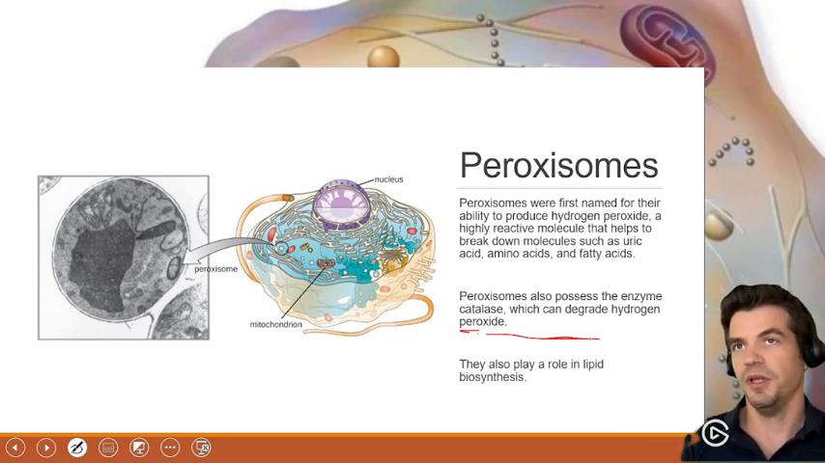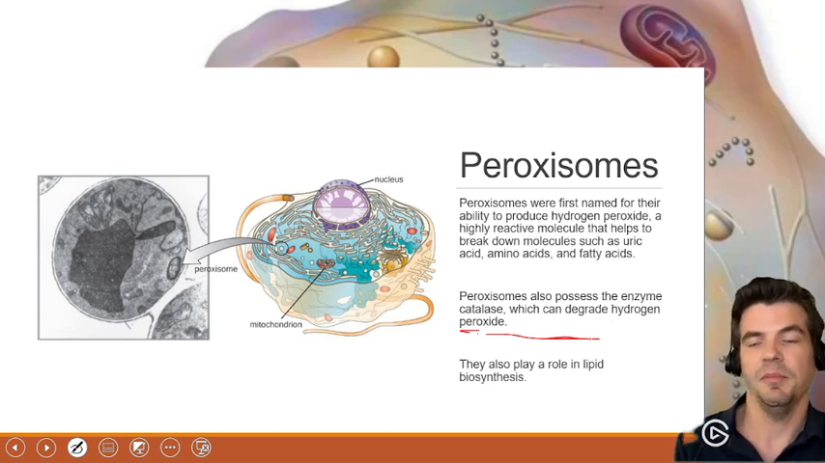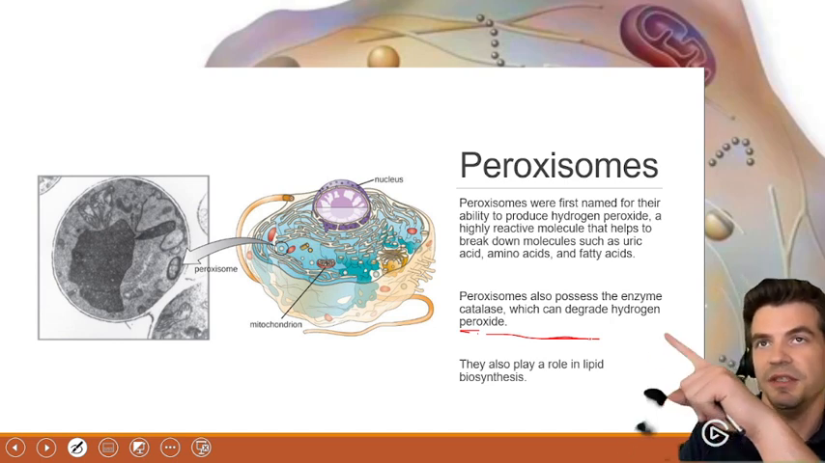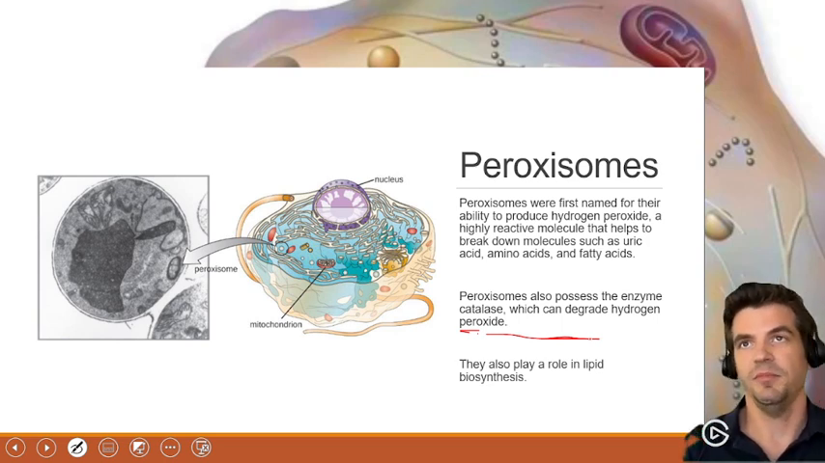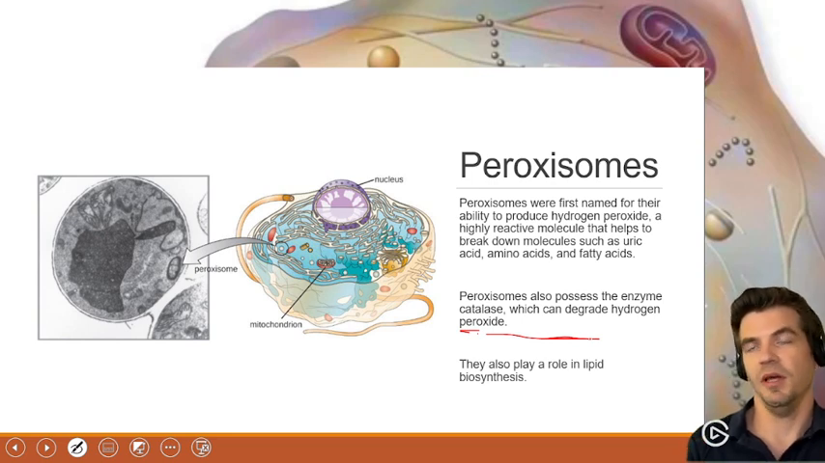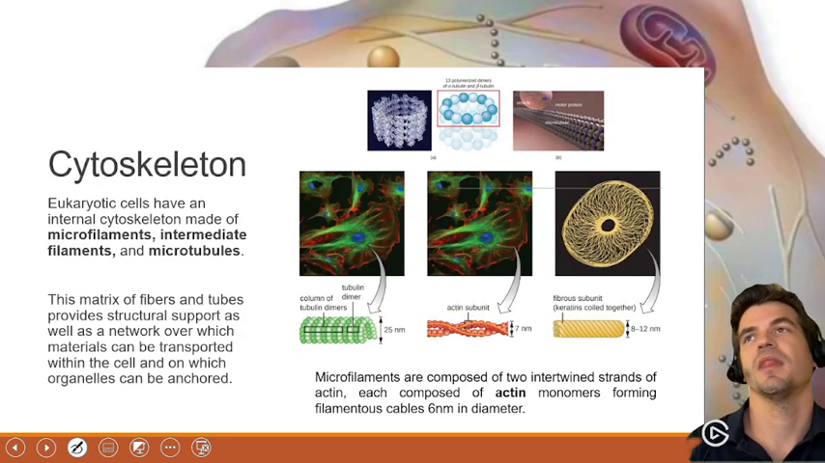Peroxisomes also play a role in lipid biosynthesis, but we will see this in the lab, so you might want to know what the enzyme catalase does. It breaks down hydrogen peroxide, and it will bubble into water and oxygen. Well, the oxygen will bubble out of the water.